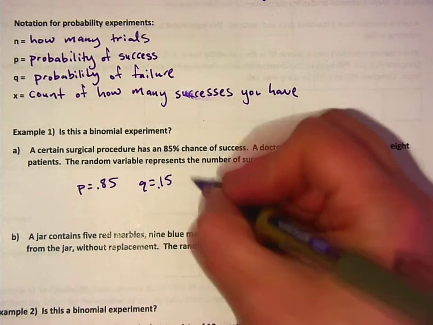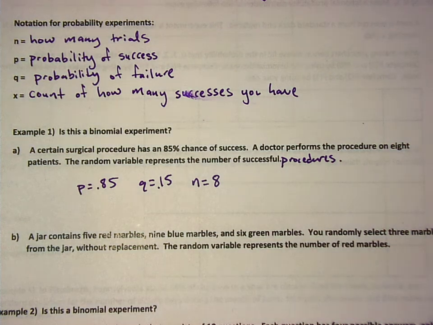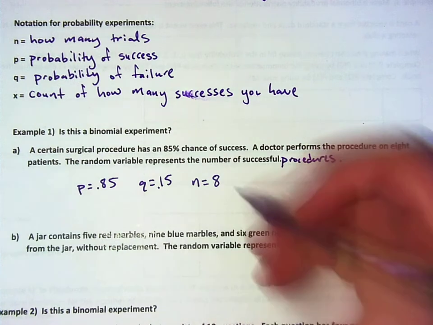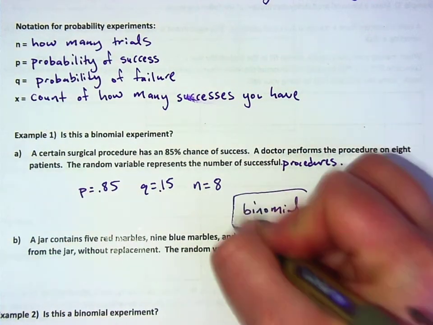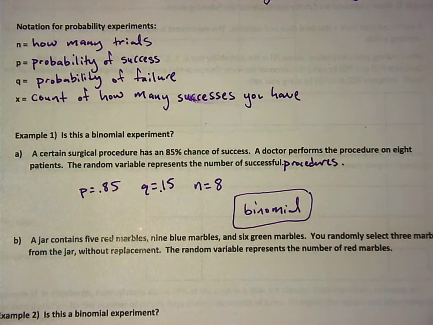We know that there's going to be 8 patients, so there's 8 trials. And the random variable represents the number of successful procedures. This is binomial. We can say we've got a certain number of trials. Here's your success. Here's your failure. X represents the number of successful procedures. Yes, this is binomial. It's only a yes or no scenario. Did it work? Did it not work?